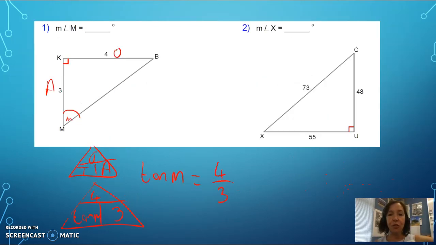Hopefully that's reminded you of what we're doing. We are going to be looking at those tomorrow.